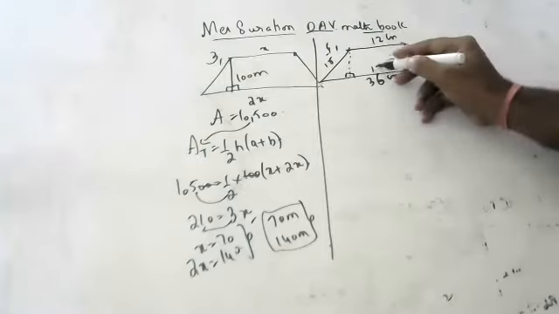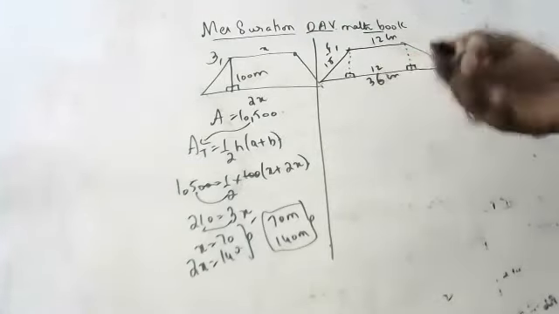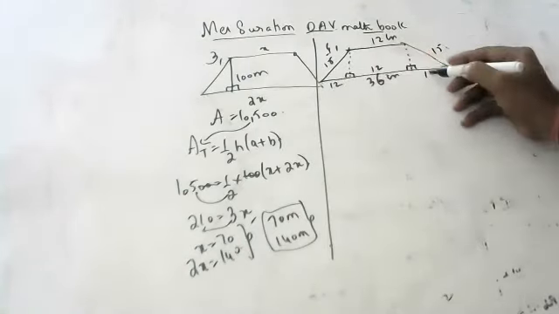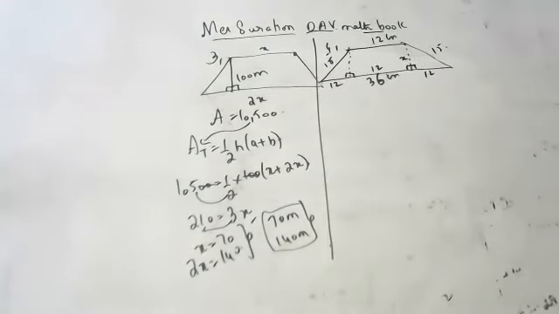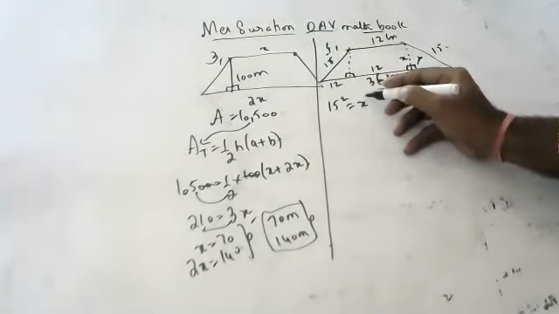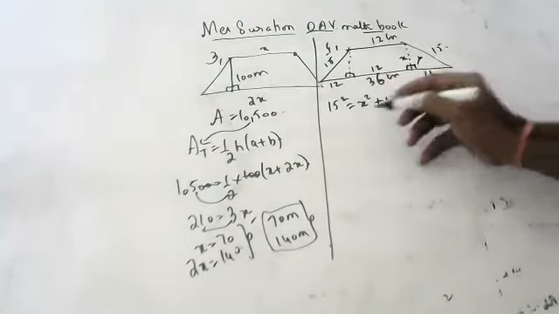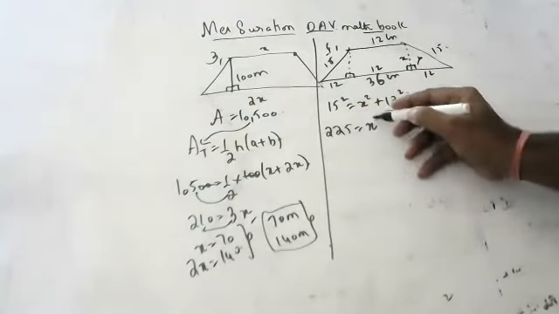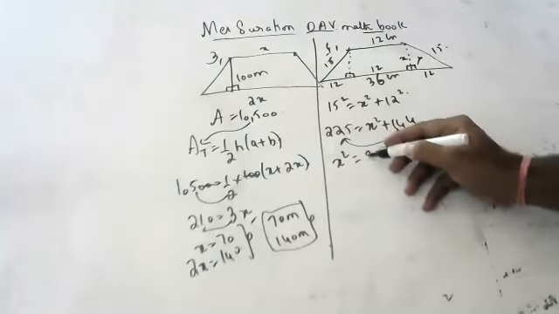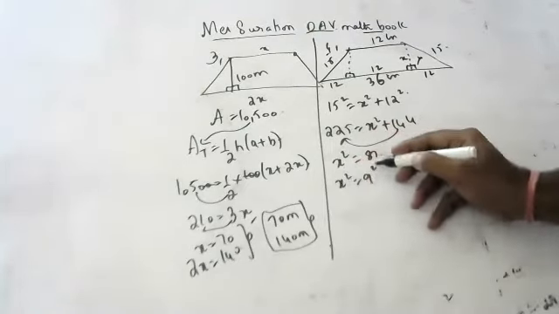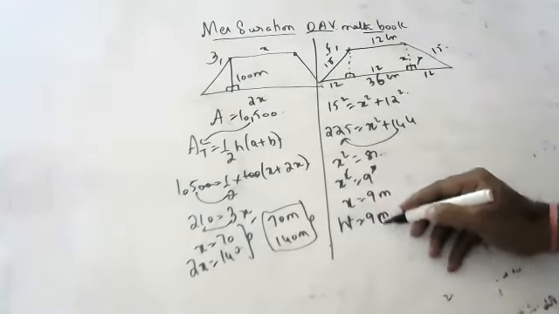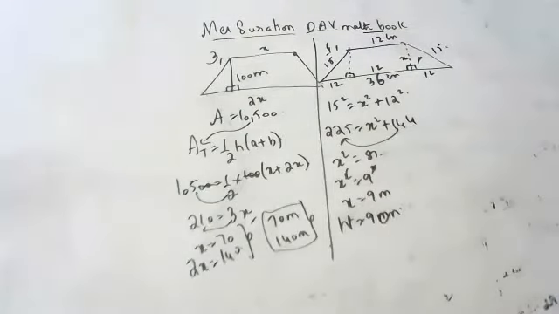If this is 12, this is also 12. From 36, if you remove 12 and 12, it is 24. Here 12, here 12. Can you find this side by Pythagoras theorem? Yes, sir. 15 squared is equal to x squared plus 12 squared, so 225 is equal to x squared plus 144. 225 minus 144 is equal to x squared, which is 81. x squared is equal to 9 squared, square cancels, x is equal to 9. 9 centimeters is the height.